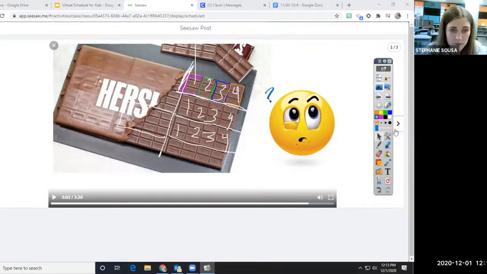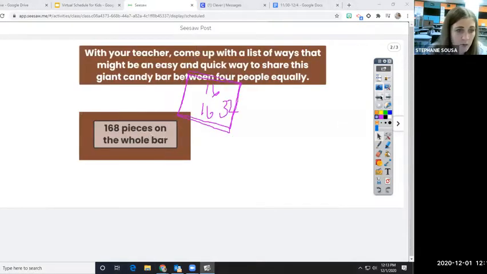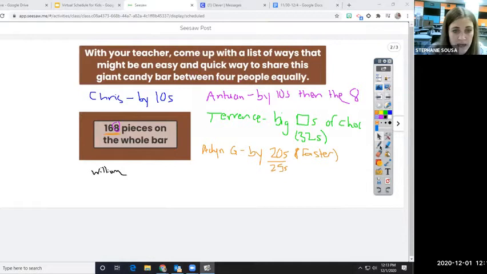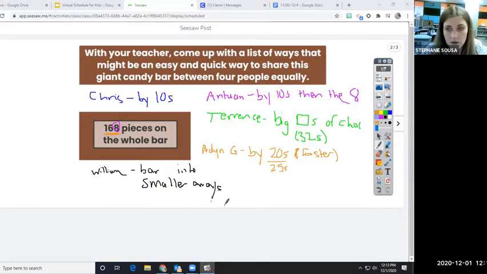So William, let's see if we can capture that on our writing here. So William was saying, break the bar into smaller pieces of chocolate. Bar into, I'm going to use actually that math vocabulary you said, smaller arrays. Boom. All right, awesome. Okay. Other ideas? Leah, talk to me.